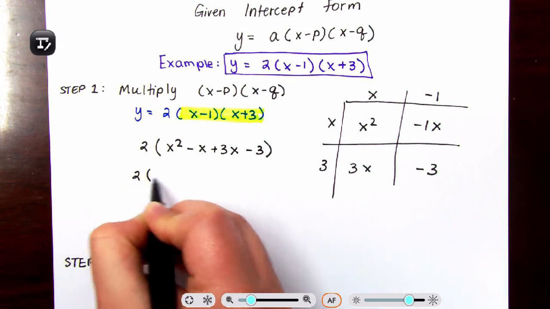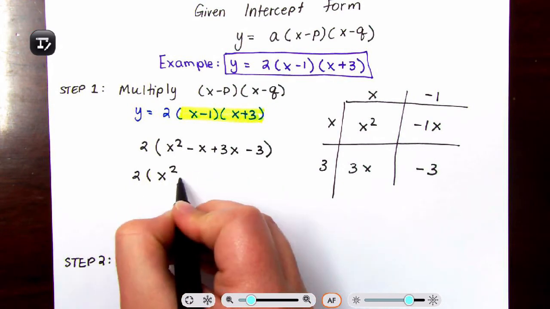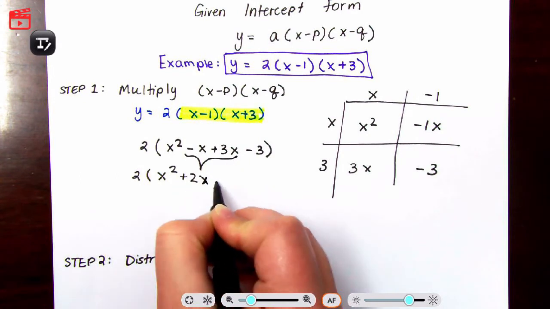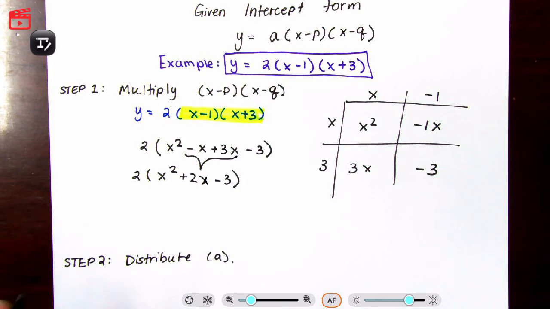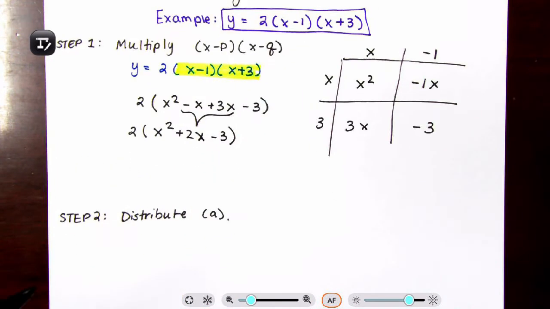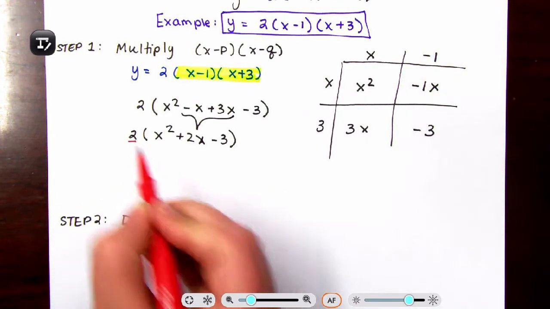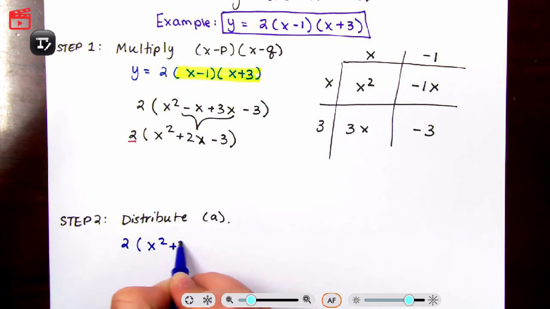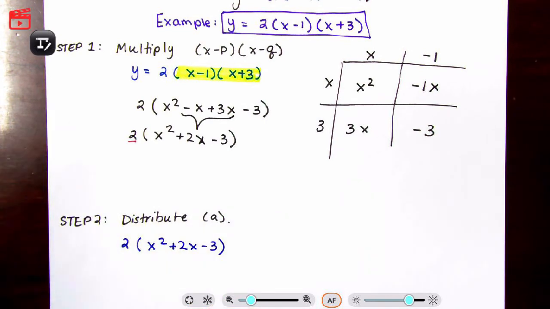So I have 2 times, again, combining like terms, I have a positive 2x here, minus 3. And so now we're going to move on to the next step, which is distribute your a value. Now again, your a value is this 2, so I'm going to copy this down. I have 2 times x squared plus 2x minus 3. Distributing that 2, I have 2x squared plus 4x minus 6, and that's equal to y.